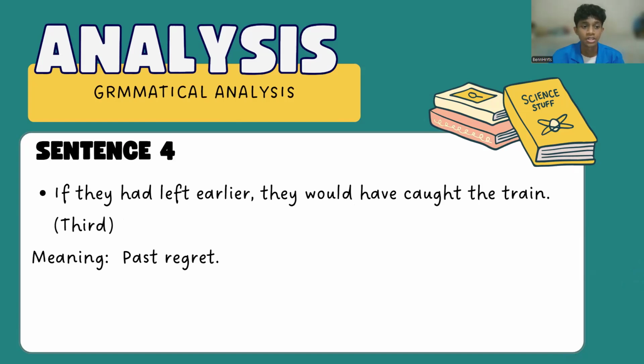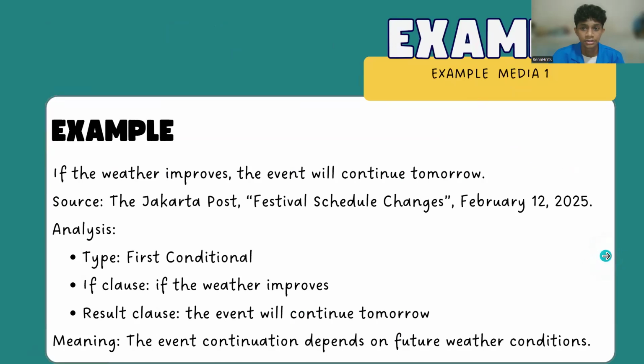And sentence four is: if they had left earlier, they would have caught the train. This is for the third conditional. The meaning is past regret. And this is for example media one.